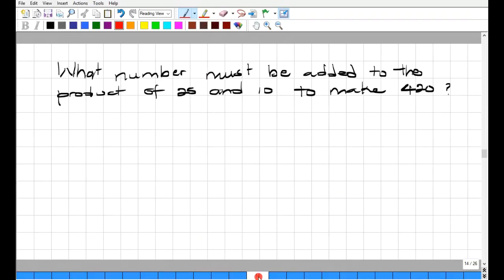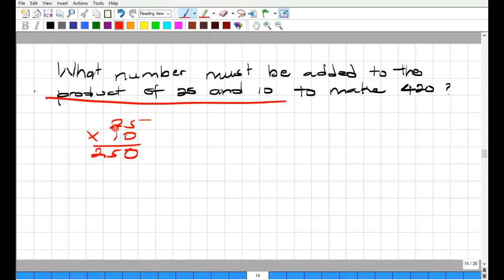What must be added to the product of 25 and 10 to make it 420? So first, let's deal with this side of the problem. The product of 25 and 10. So 25, and we're going to multiply that by 10. We just simply add the 0 here and continue. So 1 times 5 would be 5, and 1 times 2 would be 2. So 25 times 10 would give me 250.